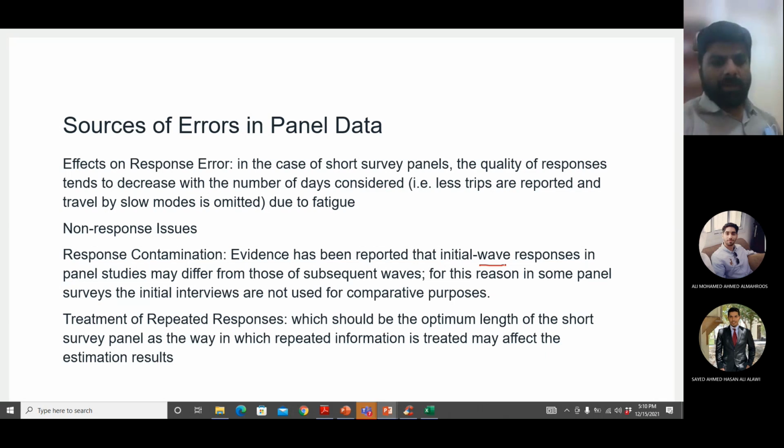Treatment of repeated response. This is another source of error, and it deals with the optimum length of the short survey panel. Short survey means how many days? So in what way will you be using the repeated information, the information which you are asking again and again? How are we going to use it?